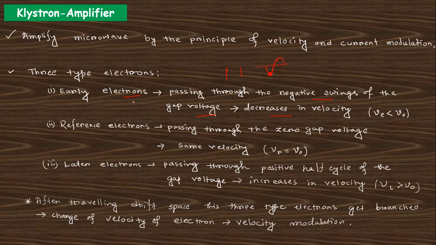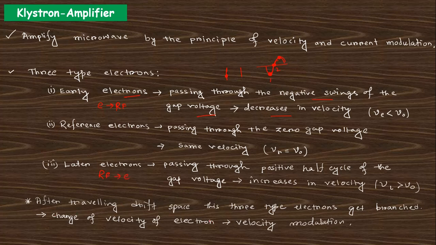This is the early electron. Then the reference electron, which reaches at the zero point, has no change, so the velocity will be the same. The later electron, which comes here, has its velocity increased. The RF power gives energy to the electron. So here the energy transfers from electron to RF, here no transfer, and here energy transfers from RF to electron. Clear about this?